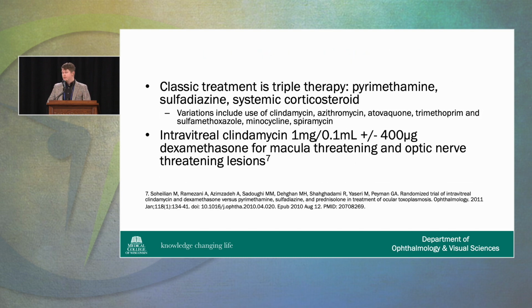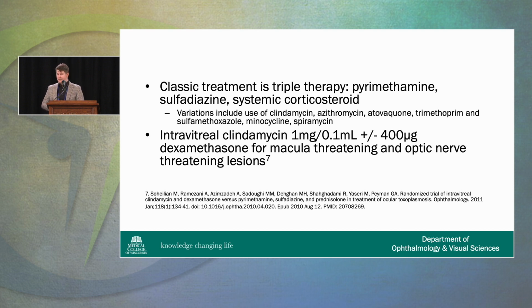So classic treatment is triple therapy with pyrimethamine, sulfadiazine, and a systemic corticosteroid. There are many variations, and it's important for you to know these because we have drug shortages nationwide. It seems like every other month nowadays. But you can use things like clindamycin, azithromycin, atovaquone, that trimethoprim-sulfamethoxazole that I was talking about, minocycline, and spiramycin to treat this.